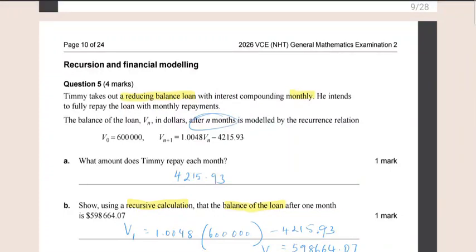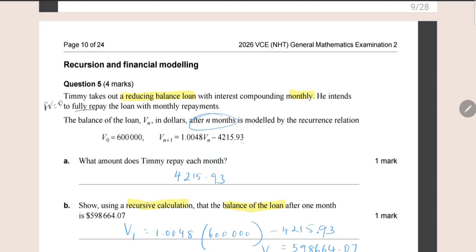Today I'm going to cover the recursion and financial modeling section of the 2026 NHT paper. Question 5. Timmy takes out a reducing balance loan with interest compounding monthly. He intends to fully repay the loan. Now when it comes to fully repaying the loan, future value is 0 with monthly repayments. And so the recurrence rule is given to you here. What amount does Timmy repay each month?